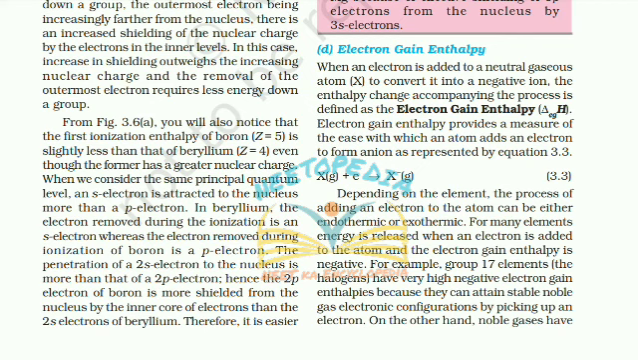Depending on the element, the process of adding an electron to an atom can either be endothermic or exothermic. For many elements, energy is released when an electron is added to the atom and the electron gain enthalpy is negative. For example, group 17 elements, the halogens, have very high negative electron gain enthalpies because they can establish noble gas electronic configuration by picking up an electron.